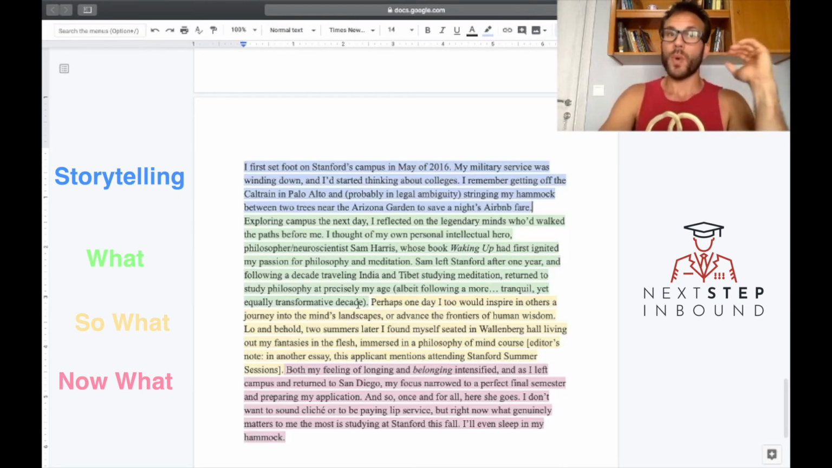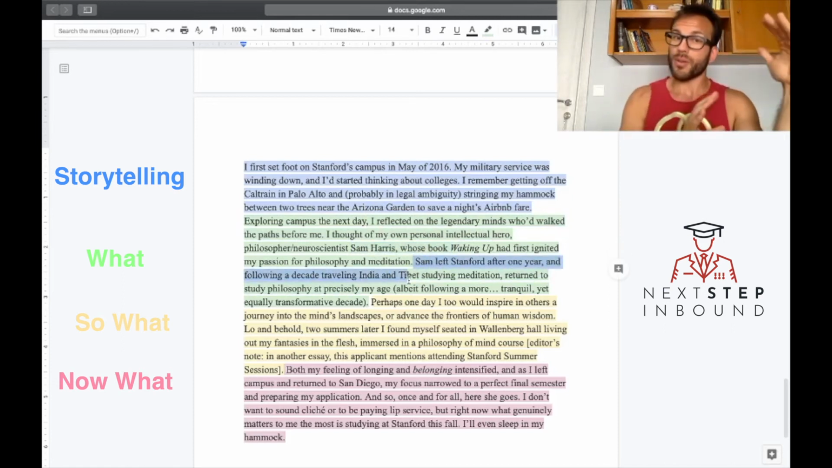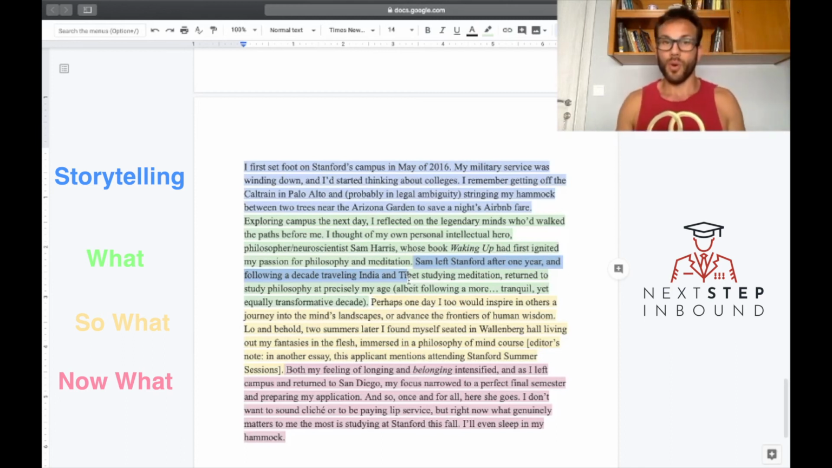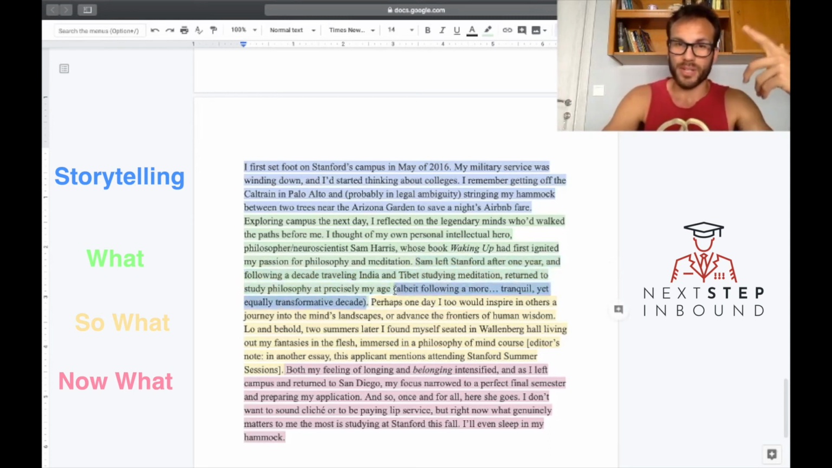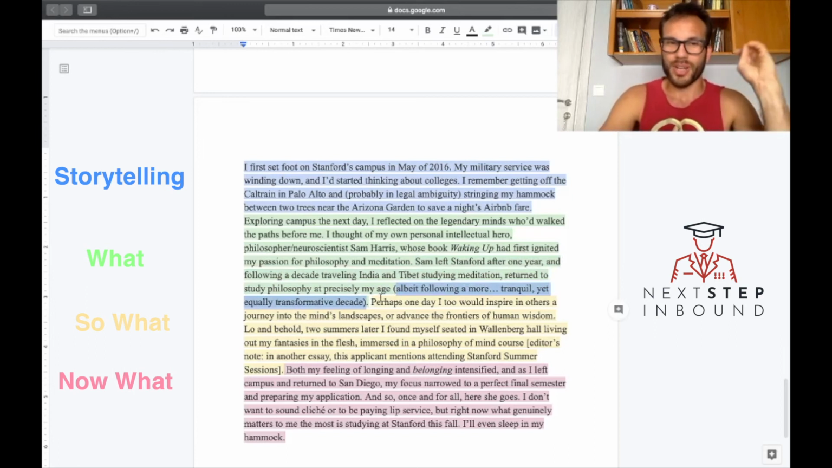So now here's the what. Exploring campus, I'm reflecting, right? "My hero, Sam Harris, left Stanford after one year." So this is super detailed again. It's not about the narrator, but by getting to know what this narrator cares about, we get to know a little bit about them. A lot, actually. Sam left Stanford, so he's admiring these traits. Studied meditation, returned to study philosophy at my age. And again, here's that voice, right? That little snippet in a more tranquility, right?